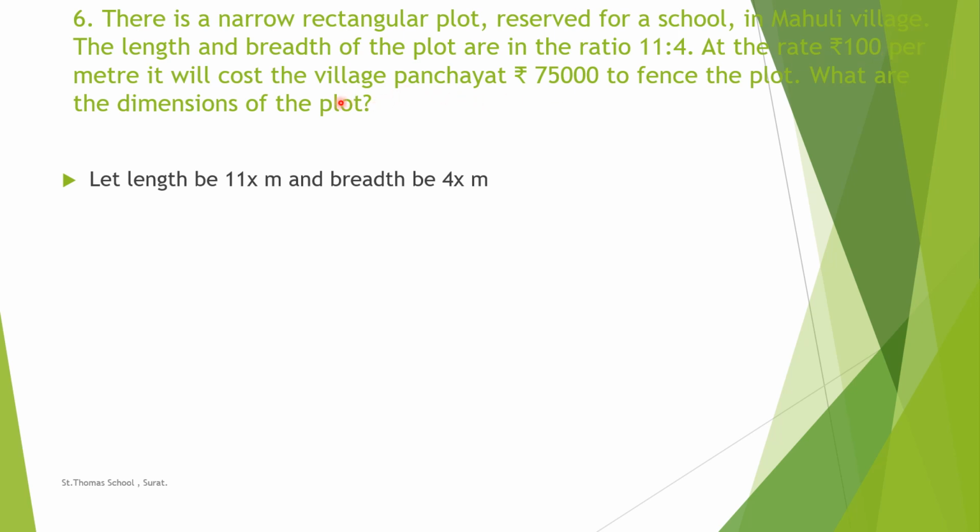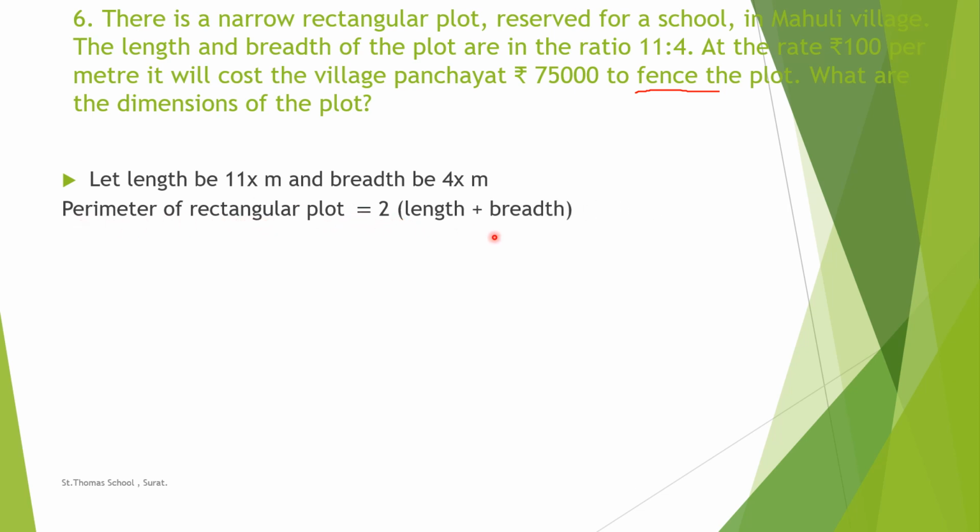and the total cost for fencing the plot. What is the meaning of fencing? Fencing means boundary of the plot. Boundary means we find it as perimeter. Perimeter of the plot we have to find. So total cost is given 75,000, and we have to find the dimensions. What are the dimensions here? Length and breadth. So we have to find the length of the rectangular plot and the breadth of the rectangular plot. So perimeter of rectangular plot is equal to, what is the formula of perimeter of rectangle?